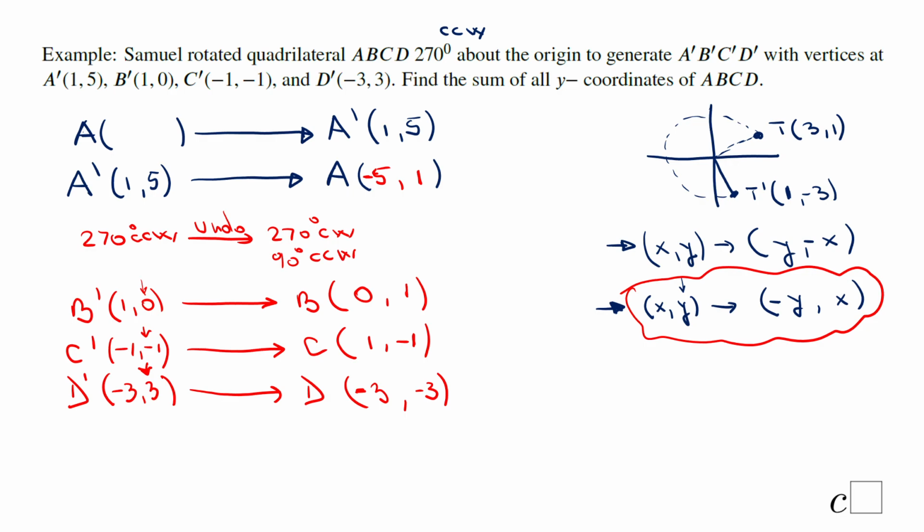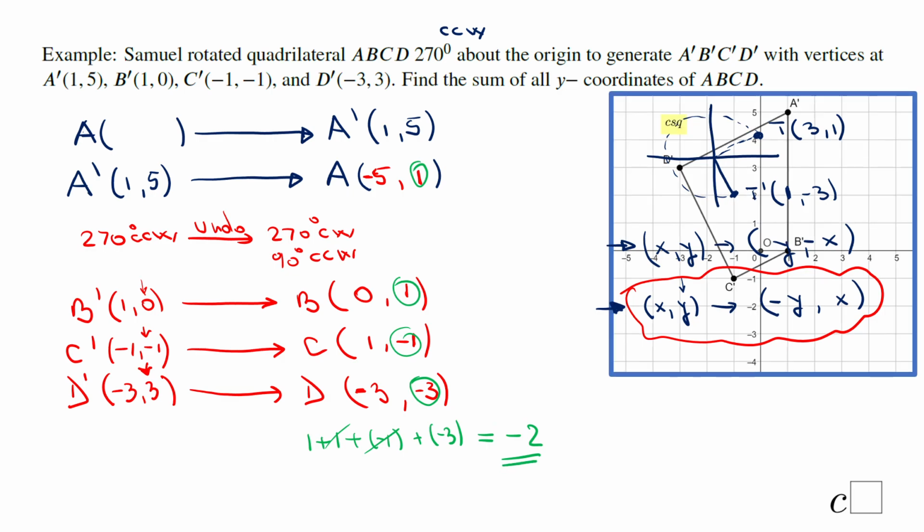If you look at the transformation, however, I said here, find the sum of all y coordinates of this original quadrilateral. So what we have to do here is add the y coordinates, right? 1, 1, -1, -3. So 1 plus 1 plus -1 plus -3. These two cancel out, so we have 1 plus -3. That will be -2 in this case.